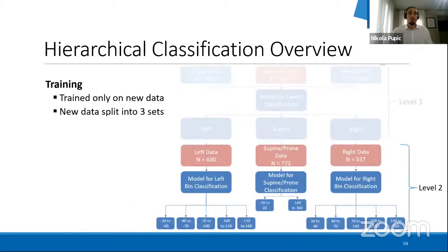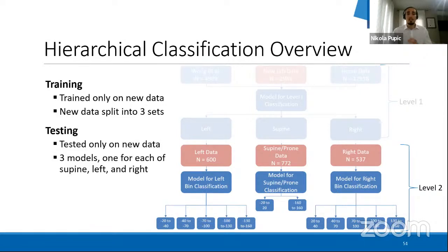Level 2 classification uses only the new data, and it's split into 3 tests, one for each of the original classifications from level 1. As mentioned before, with our 3 datasets, each dataset is tested using a separate model in order to predict more specific bins.